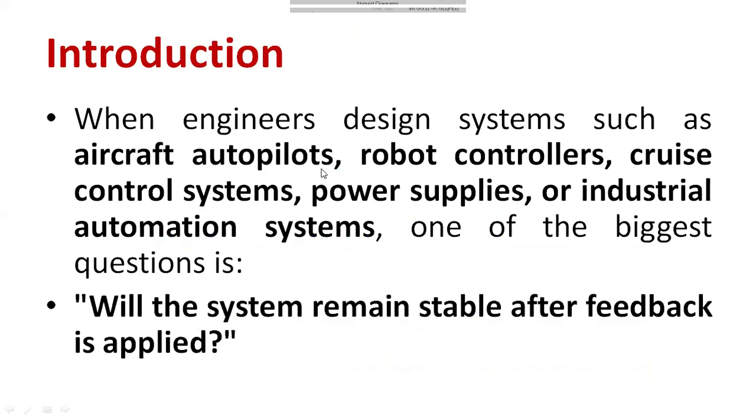There are so many control systems like aircraft autopilots, similarly robotic control systems, cruise control systems, power supplies, also industrial automation systems. There is a query: will the system remain stable after the feedback is applied? I mean, after the closed loop control is provided. So there is a question actually. But the reality is, so many of the control systems are not stable, though you provided the feedback. In such cases, to predict the stability of such closed loop control systems, we use Nyquist plot.